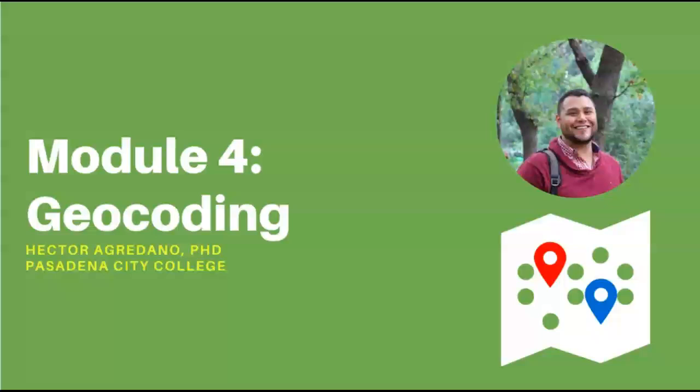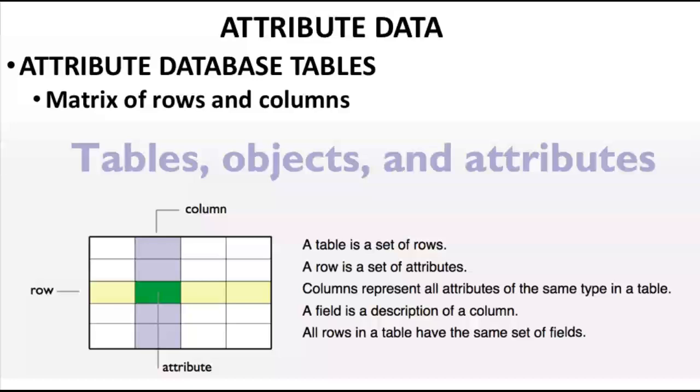As we have been discussing, vector data is composed of an attribute table. Within the attribute table, we have a matrix of rows and columns, which we also call attributes and features in GIS. So the column is an attribute and the row is what we refer to as a specific feature.